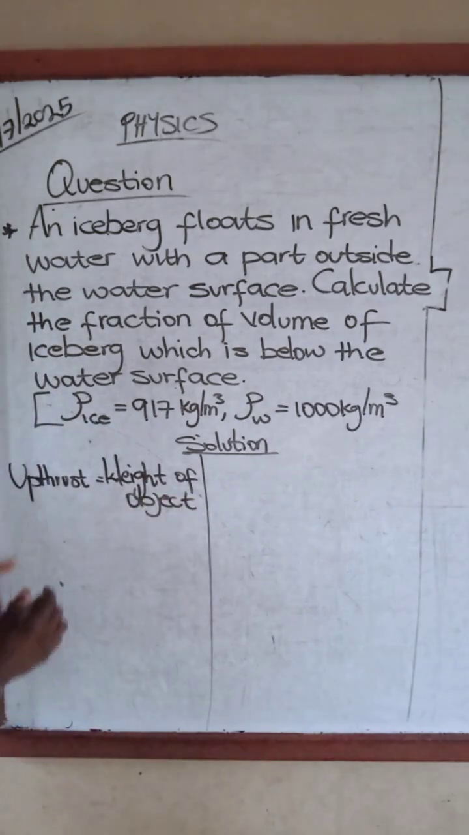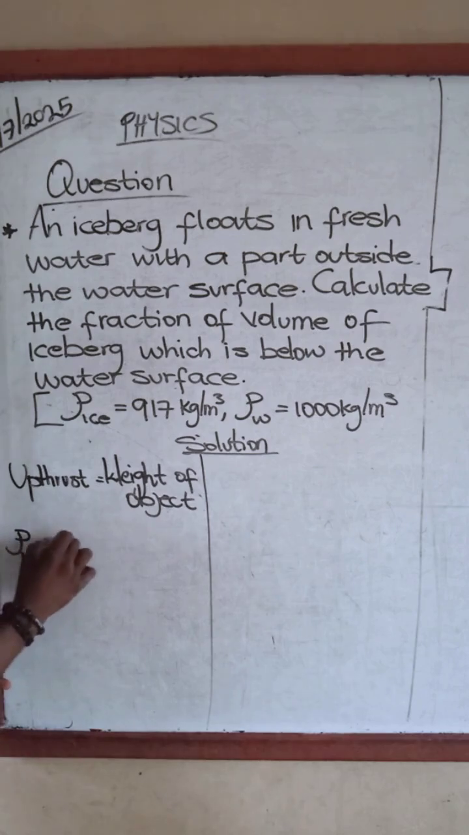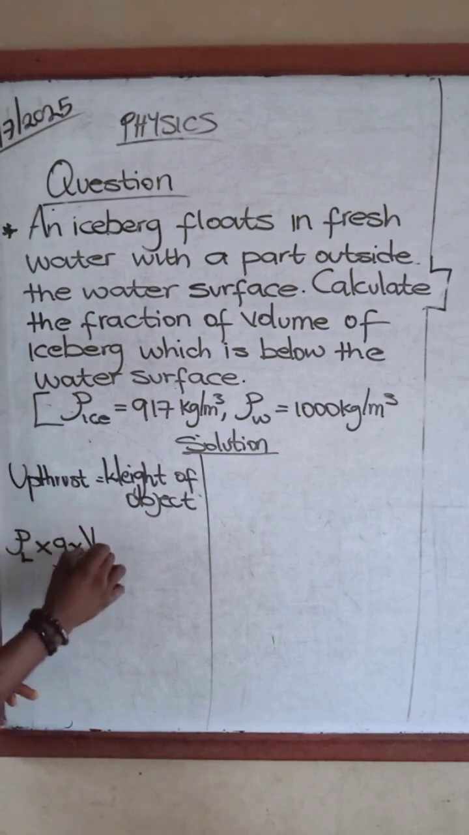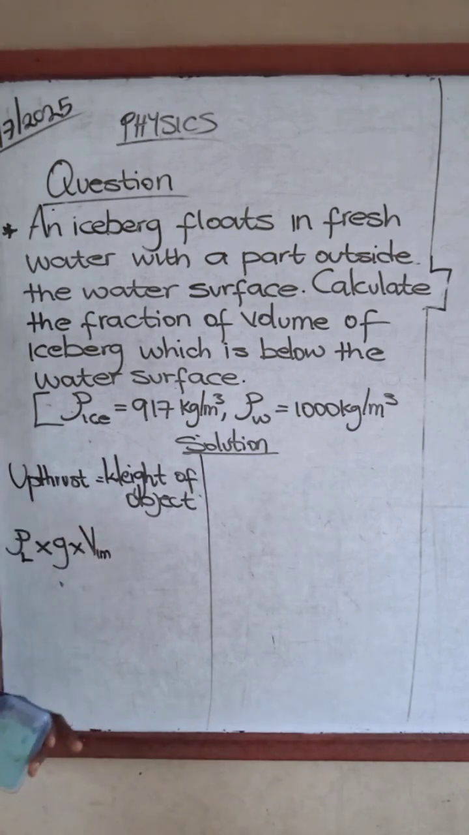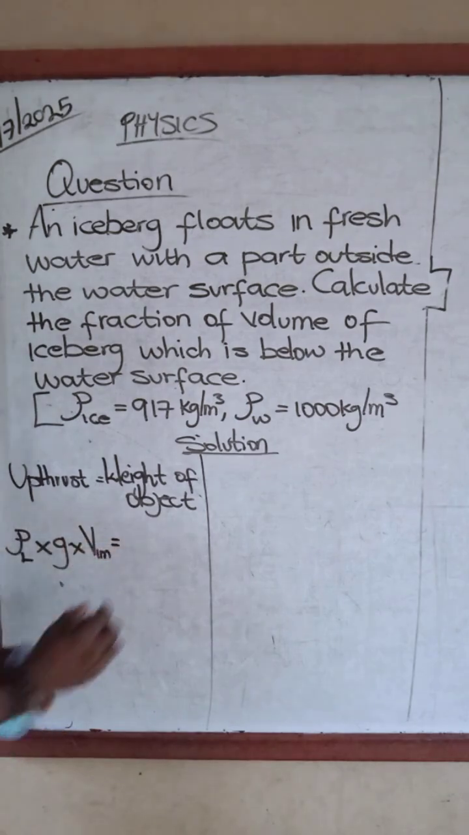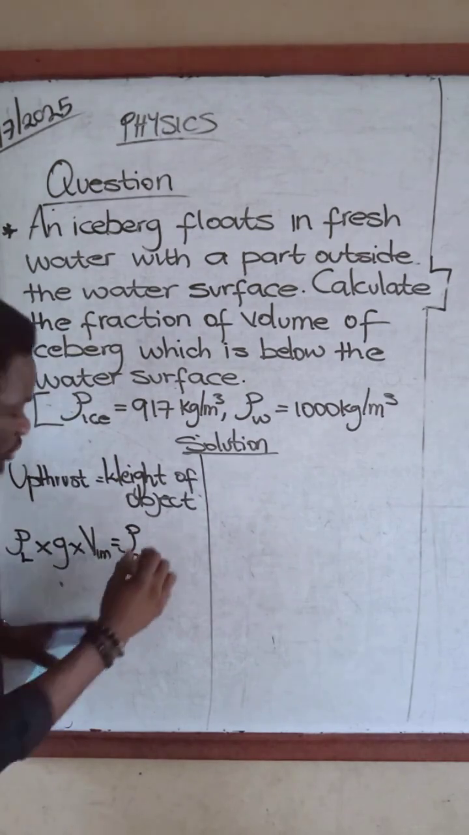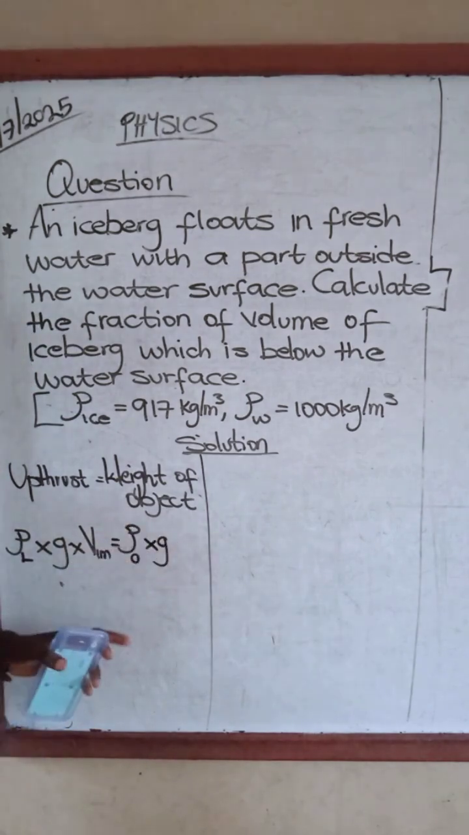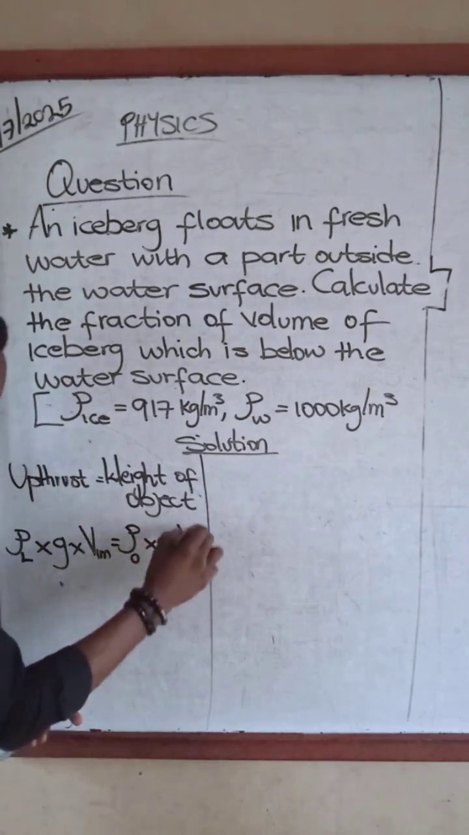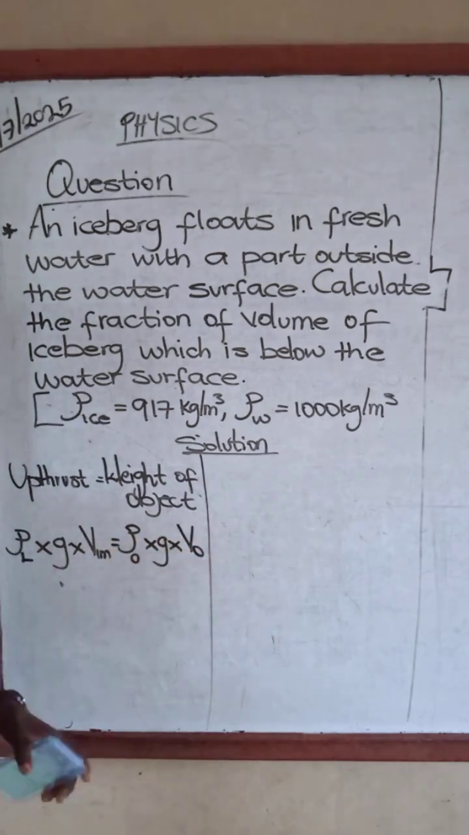Alright, and we know that upthrust is given to us as the density of the liquid times acceleration due to gravity times the volume that was immersed in the liquid. This is equal to the density of the object that was immersed in the liquid times acceleration due to gravity times the total volume of the object.